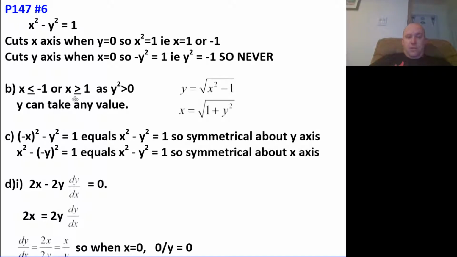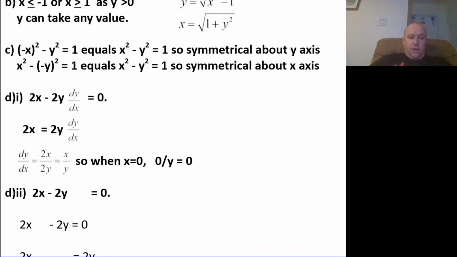Domain and range is always important. If you want to show something is symmetrical about a particular axis, you're using those even and odd properties. So you would substitute in negative x, and check whether you end up with the same thing. If you do, then that means it's symmetric about the y-axis. Or if you want to show something symmetric about the x-axis, you would replace y with negative y, and then you can check that as well.